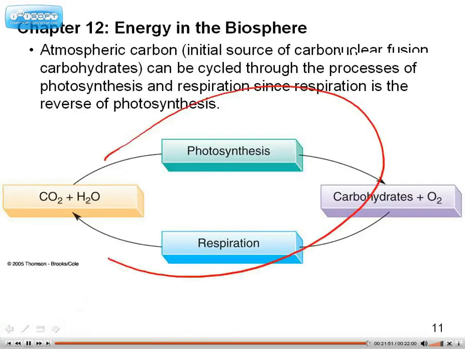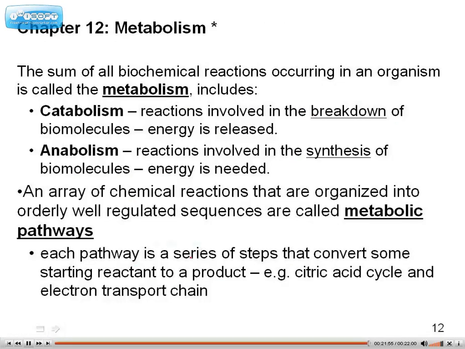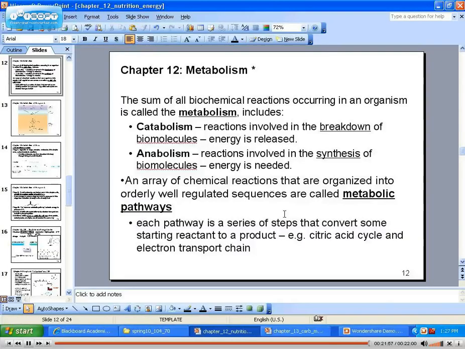Here is the circle again. I'm beating the circle to death. Let's move on. This is a great stopping point.